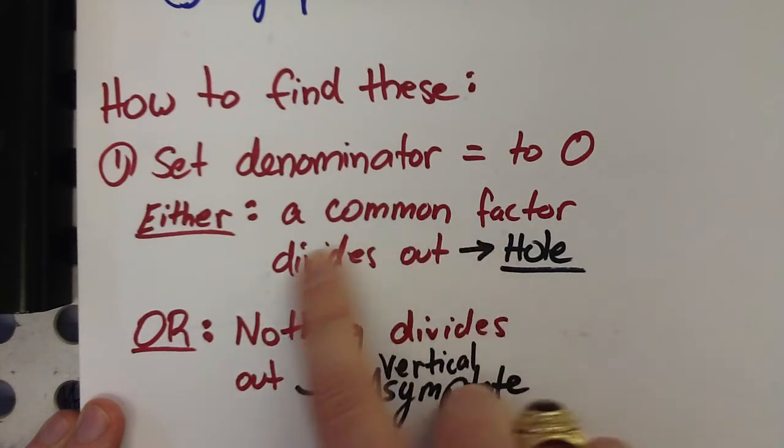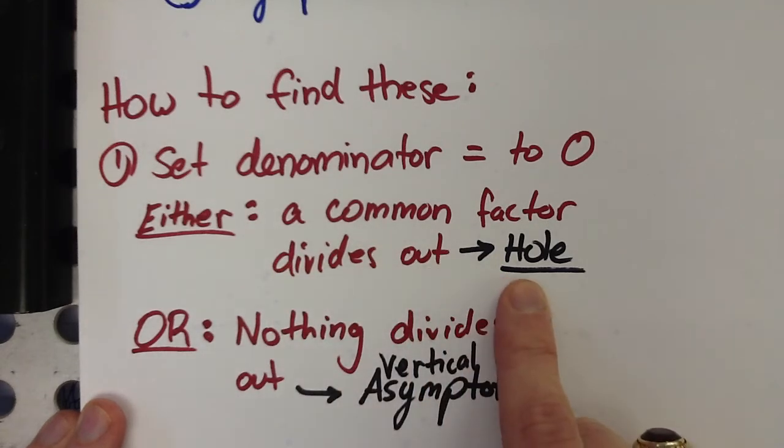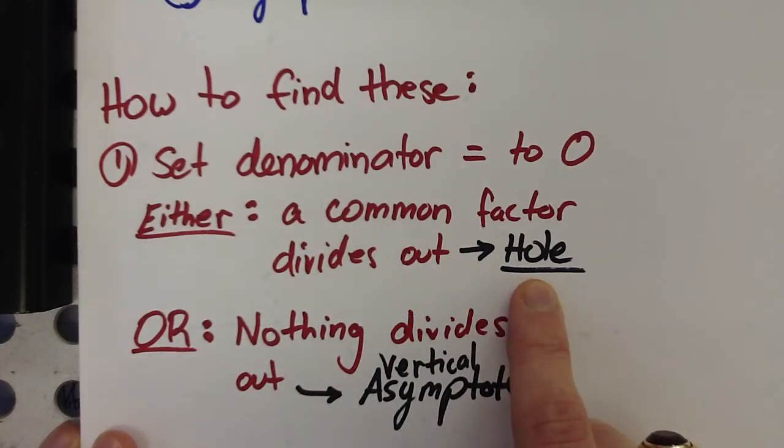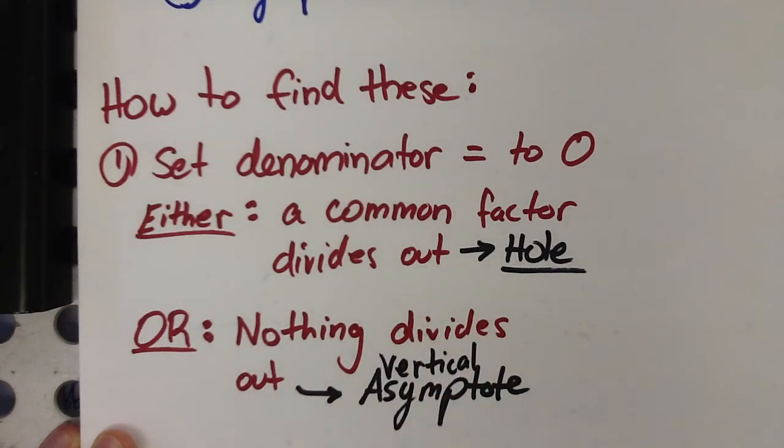First thing is if a common factor divides out, and you'll see that in an example coming up, you have a hole in the graph. If nothing divides out, you have a vertical asymptote. All right, I haven't told you how to do a horizontal asymptote yet. That's a different rule.